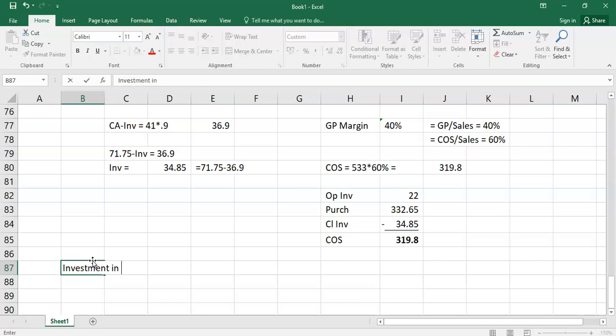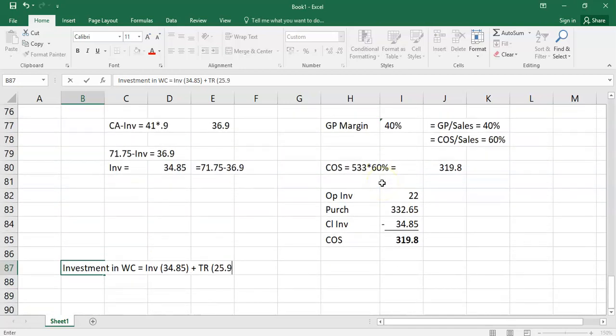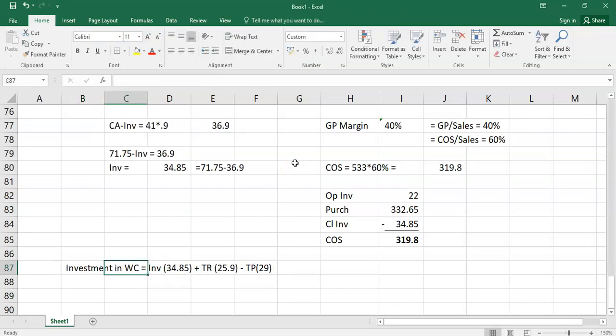The investment in working capital is inventory, which is 34.85, plus trade receivables, which we worked out are 25.9, minus trade payables, which is given in the question. And trade payables are 29. So that means you're investing in working capital, which means the euro figure is 31,800. So that will get you your first 5 marks, 31,800, or if you want to be exact, 31,750.